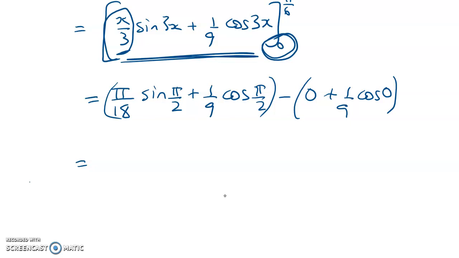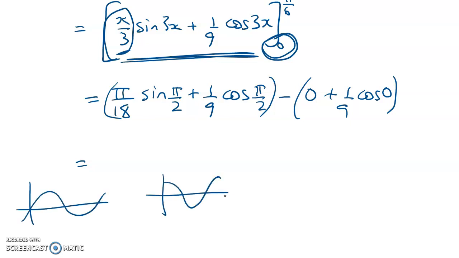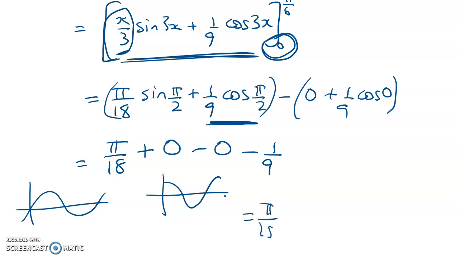We're left with this. So let's just sketch a silly little graph of sine and cosine. Sine of pi on 2 is going to be 1. So it's pi on 18 plus 0 for this one, minus 0 minus 1/9. So my final answer, pi on 18 minus 1/9.